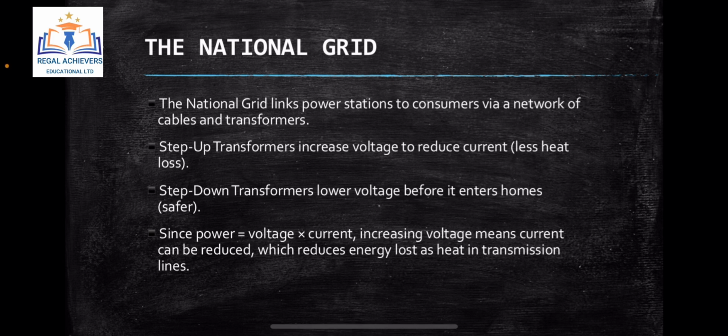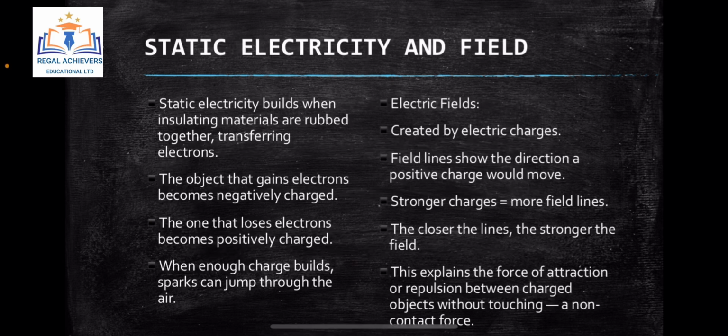Static electricity and fields. Static electricity builds when insulating materials are rubbed together, transferring electrons. This is something that most of us do often when we rub our palms together. When you rub a balloon on a fur or insulating materials, charge is being transferred. The object that gains electrons becomes negatively charged, and the one that loses electrons becomes positively charged.